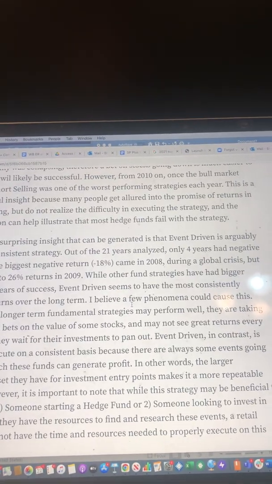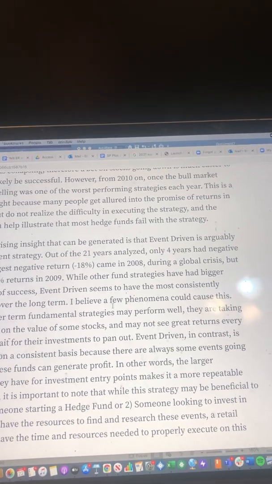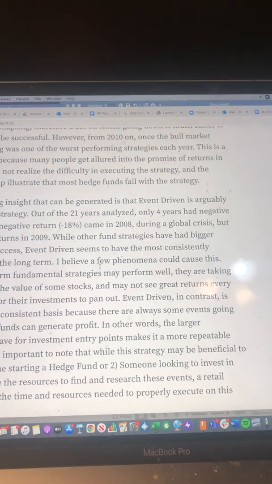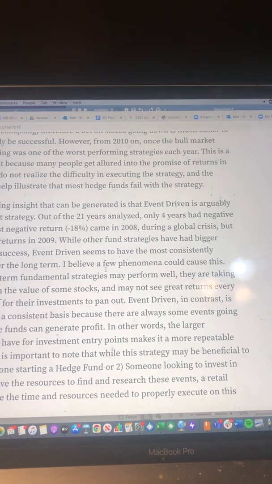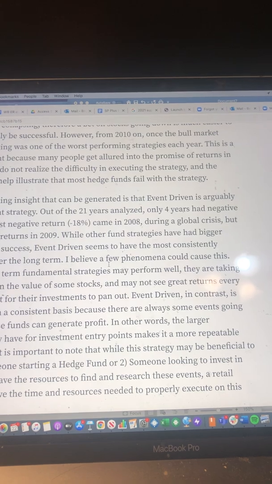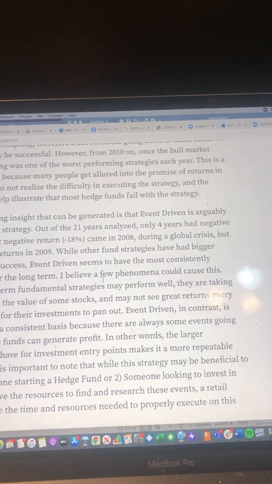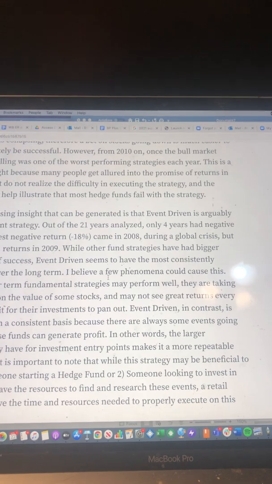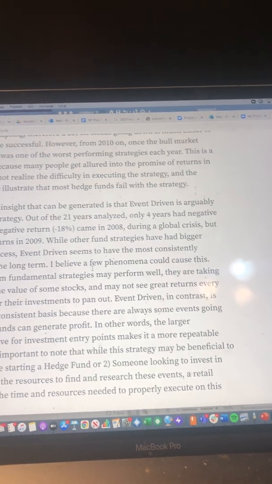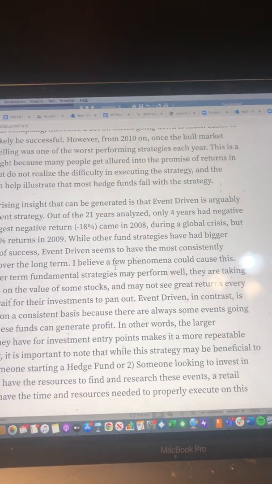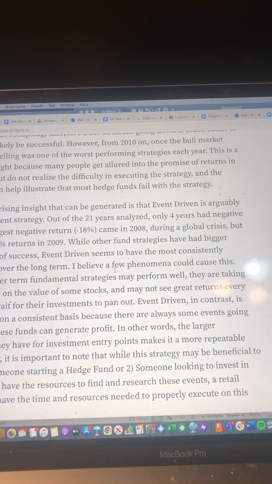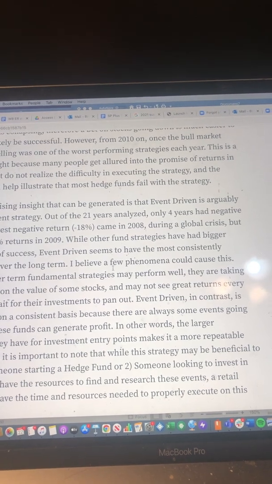I think there's a few phenomena that can cause this. While some of these longer term fundamental strategies do perform well, they're taking a longer dated bet on the value of some stocks. And while they're waiting for these investments to pan out, they might not see huge returns in those years, and those longer dated bets might not pan out. However, with event driven, we could think about the fact that they're looking for specific events, such as earnings or other specific repeatable things a lot of times, or even one-off things that happen in the market. And there's a lot more of those going on. So what that provides for those hedge funds is a more repeatable strategy because there are more investment entry points.